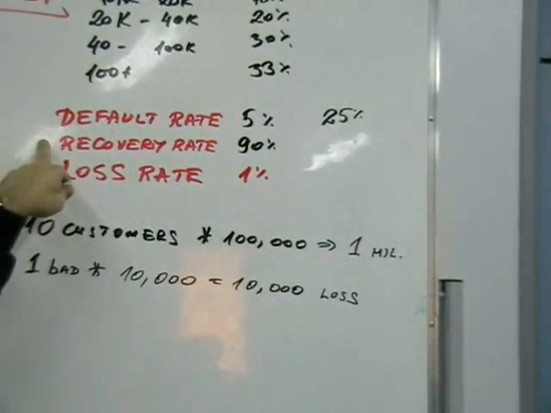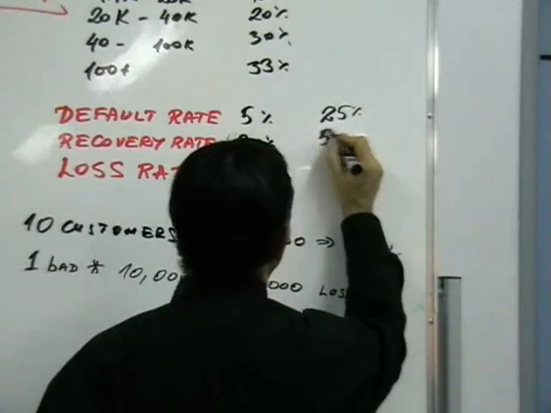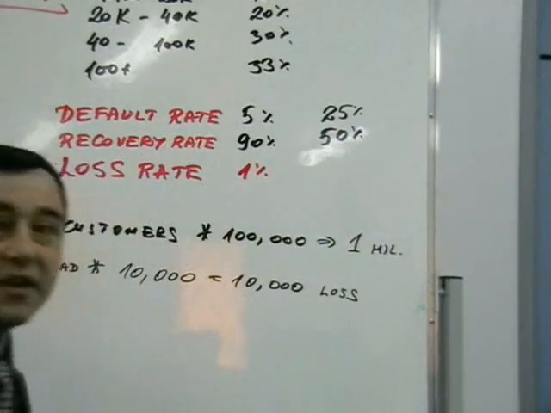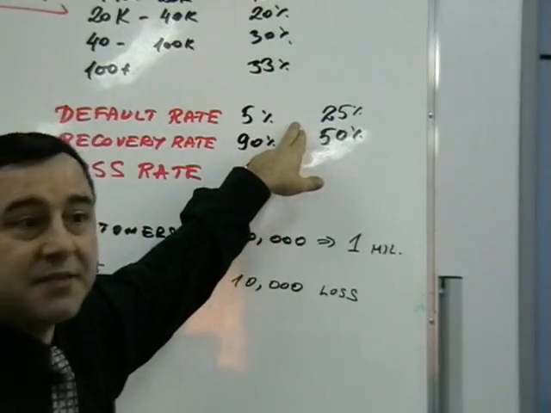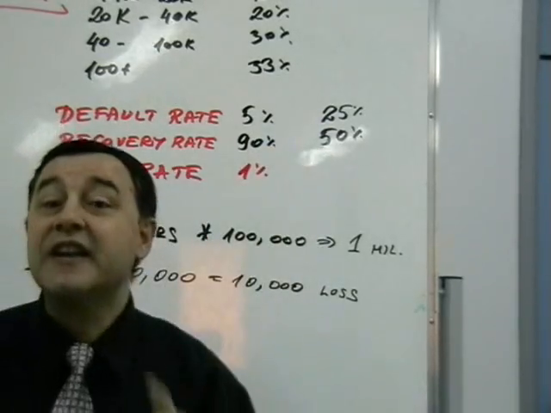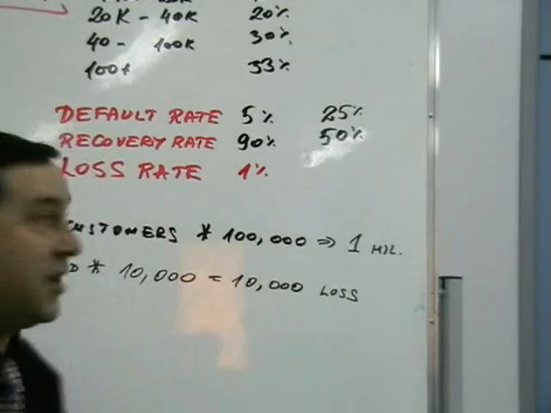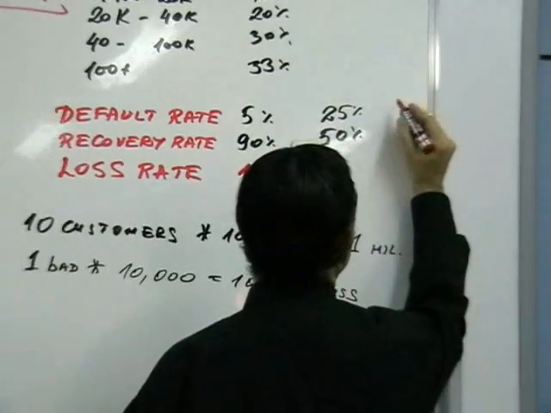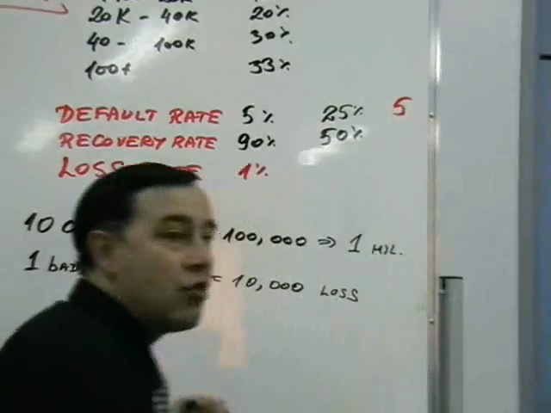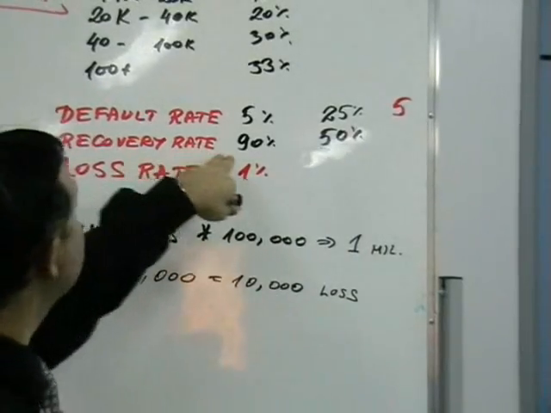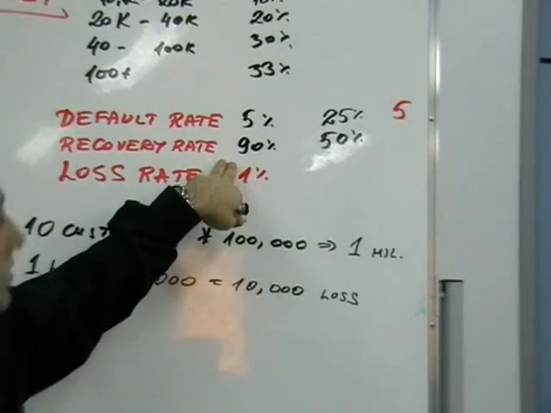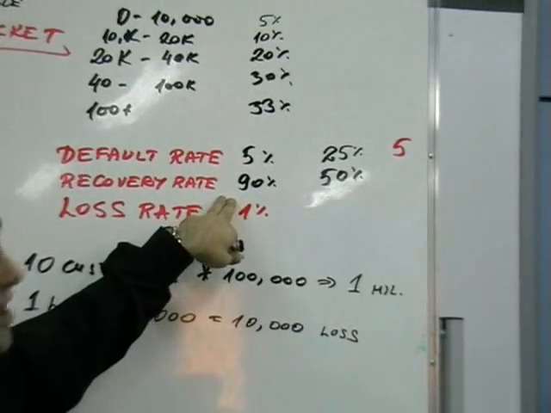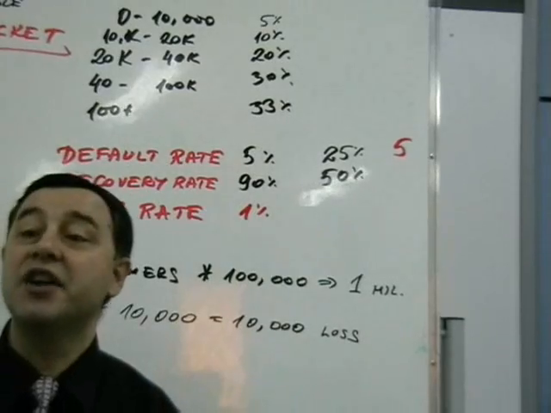And on subprimes, what's the recovery rate? Recovery rate turned out to be 50%. So, what banks did is they underestimated the default risk 5 times. So, they got it wrong 5 times. Well, what about the recovery rate? What about the loss per bad loan? They underestimated it again 5 times.